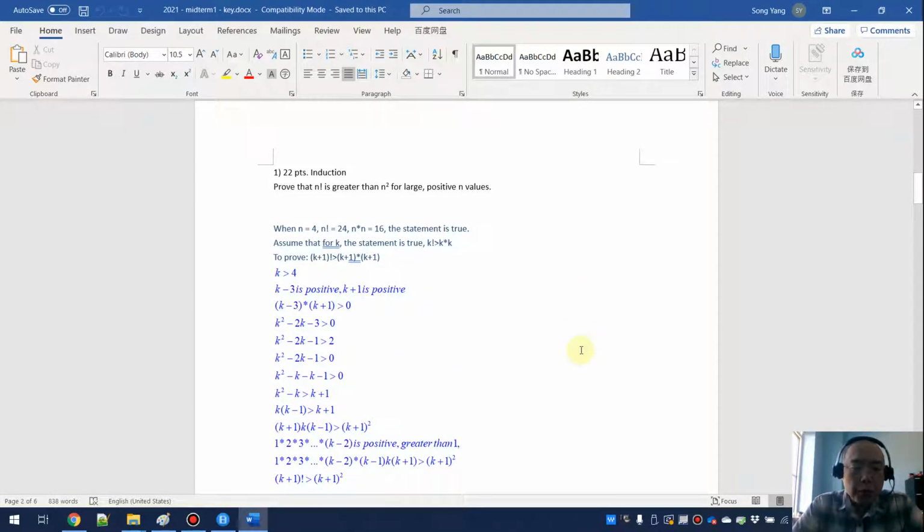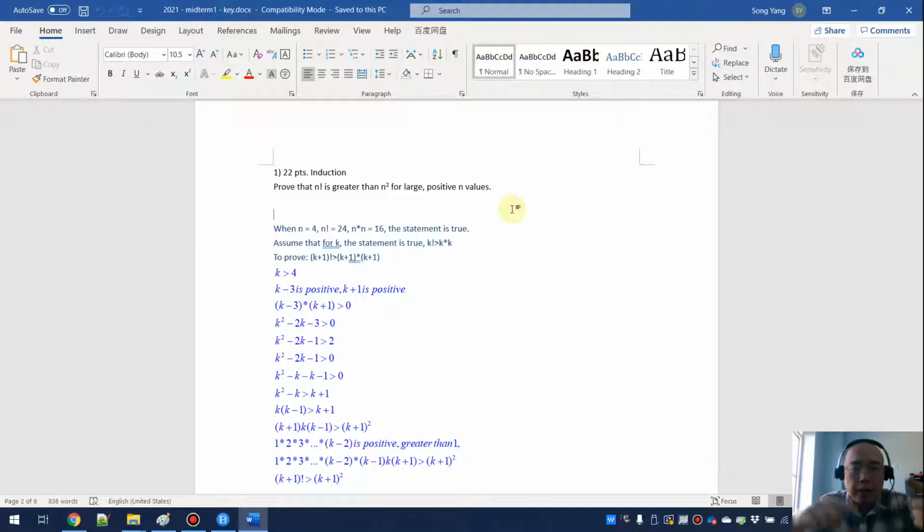We want to prove that n factorial is greater than n cubed for a large positive n value. So this is the induction question. And for the induction question, remember there are three major steps. Number one, we want to find the start point. In this question, I didn't give you the start point, so you have to try by yourself.